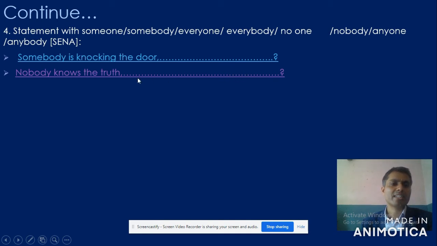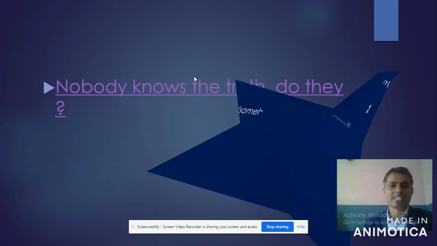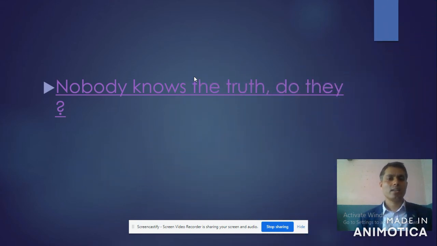So if it is they, we don't write does here. According to the rules of subject verb agreement, we cannot write does they. So to make the subject verb agreement correct, we have to change does into do. Do they, right? So let's have a look at this answer here on the screen, and then you have to write it down in your English copy. Got it? Okay. Do they?